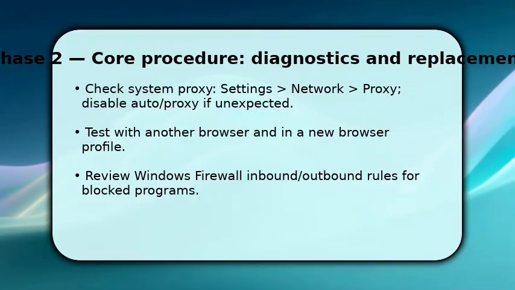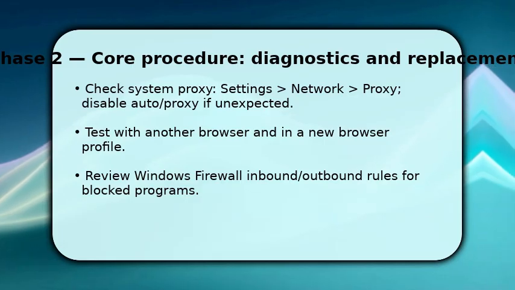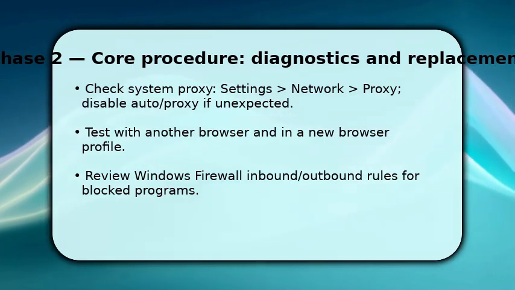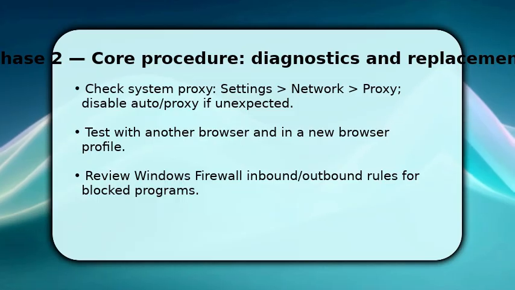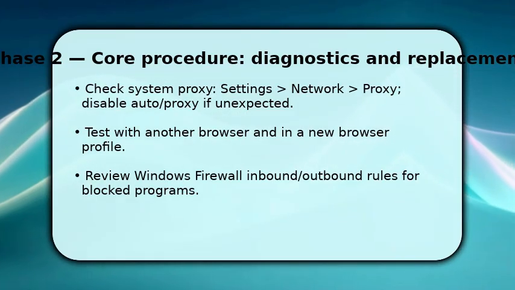Go to Settings, Network, Proxy, and disable any unexpected manual proxy. Misconfigured proxies cause access denied responses. Then, try a different browser and create a fresh browser profile to rule out extensions or profile corruption.